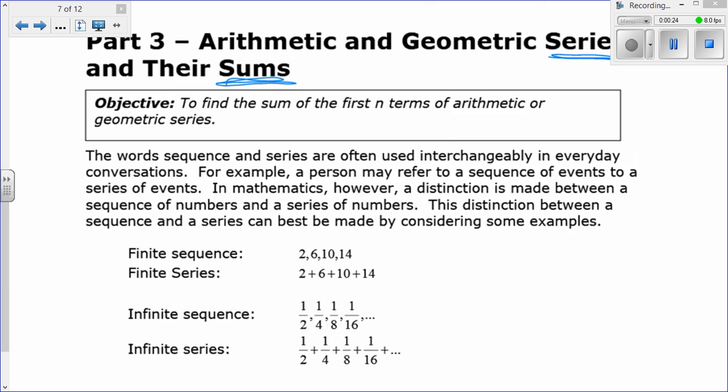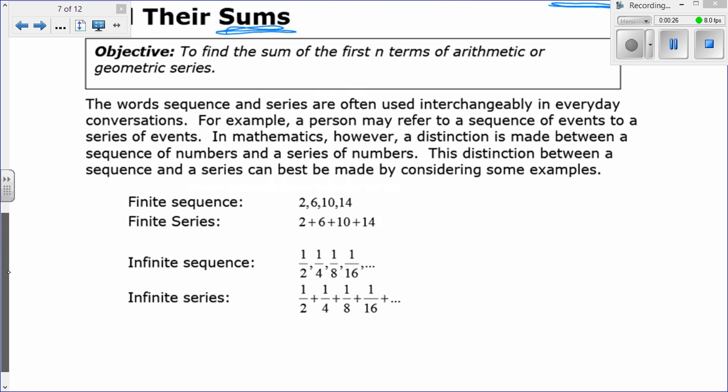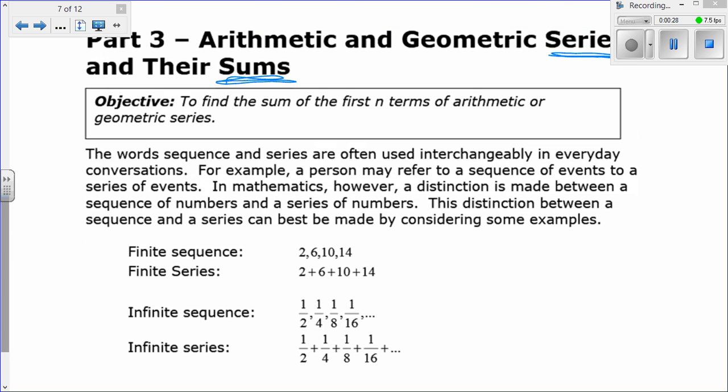These formulas that we're going to be talking about today are actually going to be given to you on the Regents exam, unlike the other two from earlier in the unit.